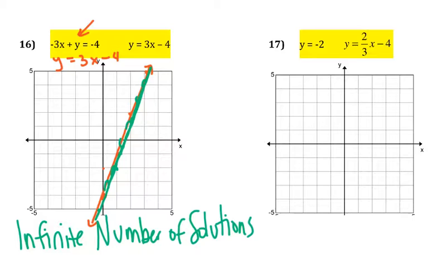Okay, number 17, they're both ready to graph. So when I graph them, the first one, y equals negative 2, that's a horizontal line. It goes through the y-axis at negative 2, and so that's where I got the red line. The second one, the y-intercept is at negative 4, and so I started there, and then I went up 2 and over 3, and that's where I got the green line. Now, just because I've graphed them, I'm not finished yet. I need to say what the solution is, and the solution is where do they intersect. So they intersect right there.